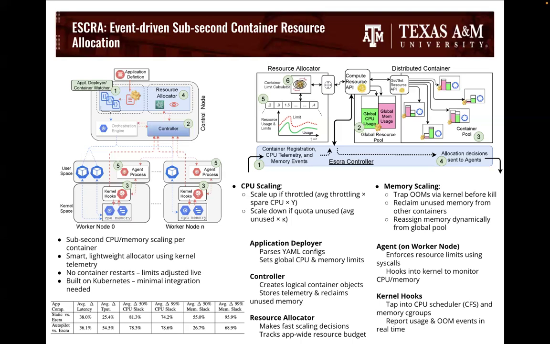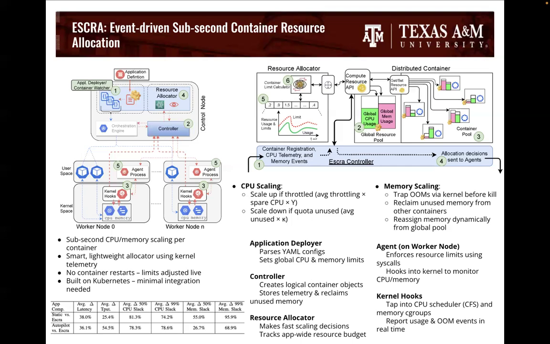These components together form a tight feedback loop that allows ESCRA to act immediately when a container is overloading, underperforming, or approaching out of memory. Let's take a deeper look at how this architecture works in practice. Once a container is launched, the container watcher detects its deployment by the Kubernetes API and immediately notifies the agent running on the same worker node. Then, the agent executes a custom syscall that sets everything in motion.